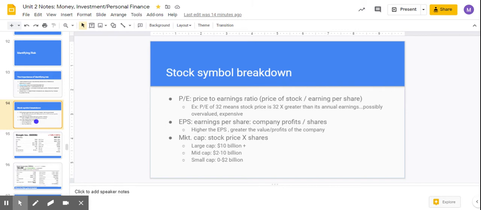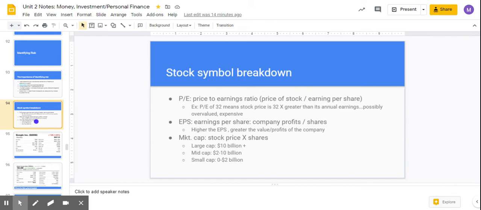A PE closer to 10 or 15 or 20 even tells you that the stock price is running relative with the earnings of the company or the performance of the company, because the performance of the company is really based on how it's doing, its earnings. Keep in mind, earnings is the profit that the company is making. Profit is what the company takes home after it pays its costs.